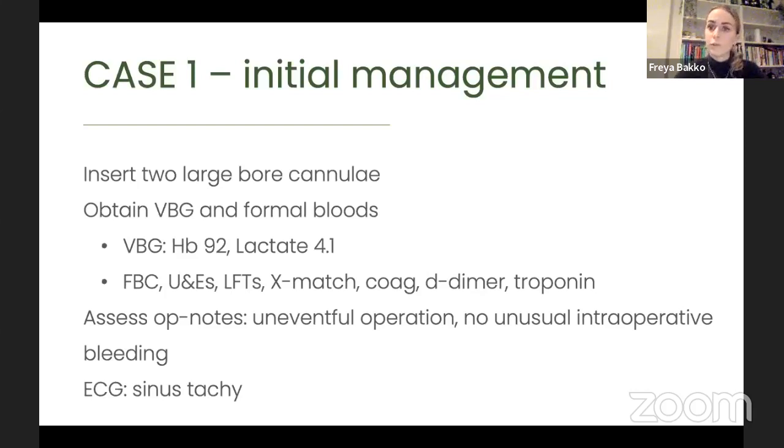You also want to perform common bedside investigations, and in this case, an ECG will be the most useful. And you want to have a look for any sort of heart ischemia from hypovolemia. And in this case, all it shows is sinus tachycardia.